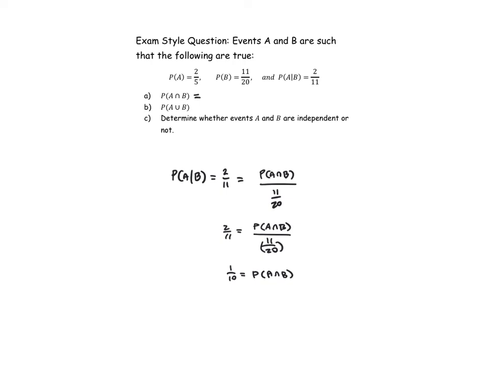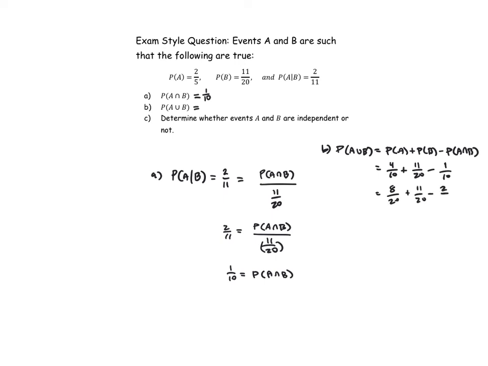Part A is complete. I've got 1/10. Part B, almost. Probability of A. This is part B. We didn't know it, but we were solving part A. Probability of A or B is probability of A plus probability of B minus probability of A and B. Probability of A, I'm going to write as 4/10. Probability of B, 11/20. Probability of A and B, 1/10. Let me get a common denominator. That'll be 8/20 plus 11/20 minus 2/20. So it looks like we will get 19/20 for A or B.